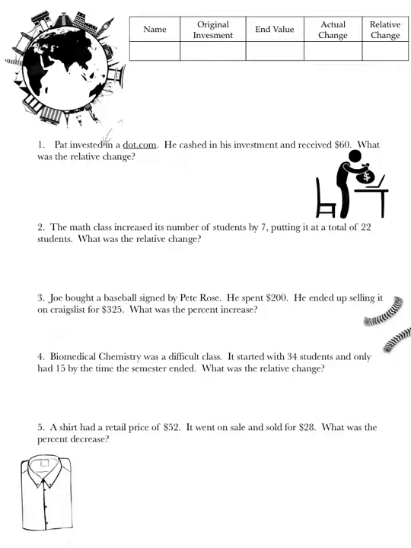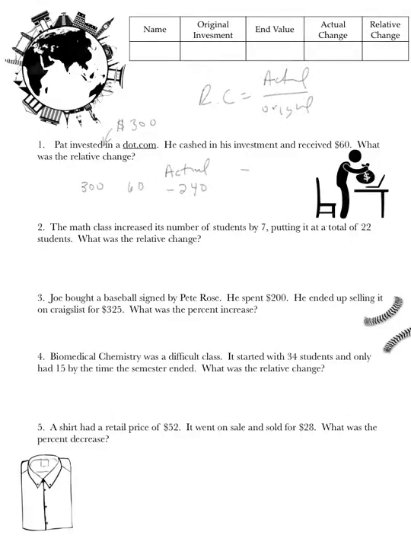For instance, it didn't tell you how much Pat invested. He invested $300 in a .com and cashed in his investment to receive $60. What was the relative change? So his original investment was $300 and the end value was $60. I take 60 and subtract 300 to get the actual change. So this time, since he lost money, our actual change is negative $240.